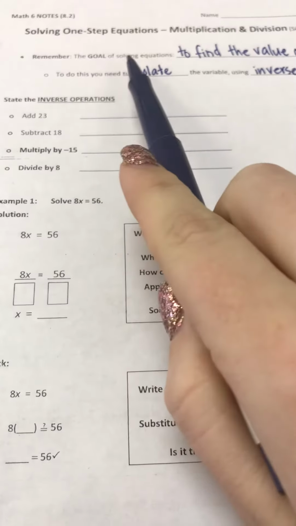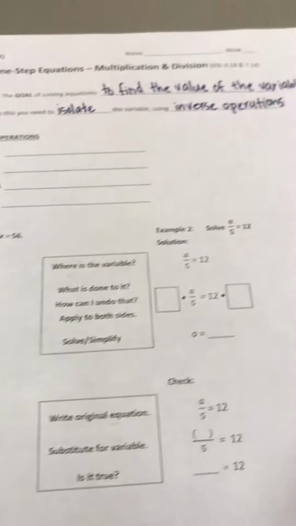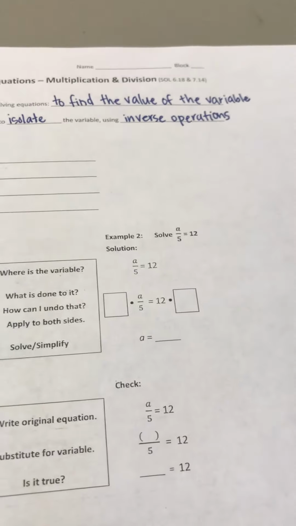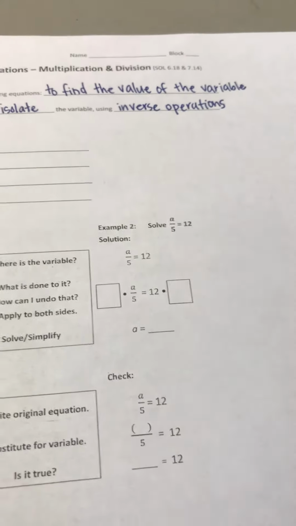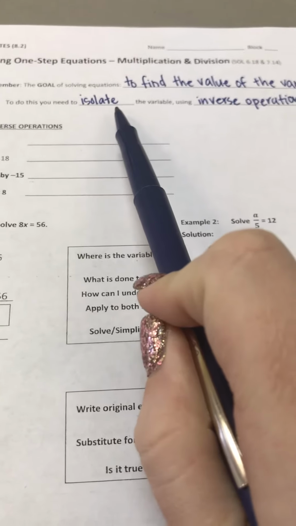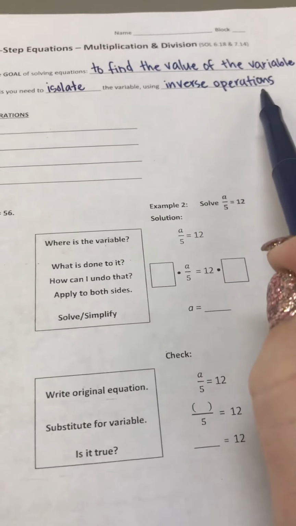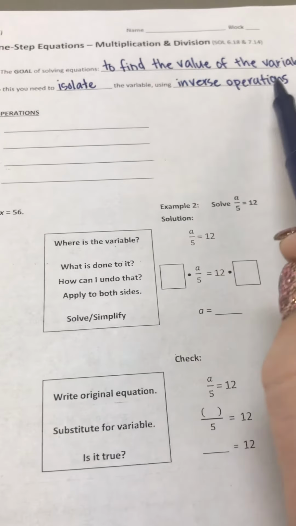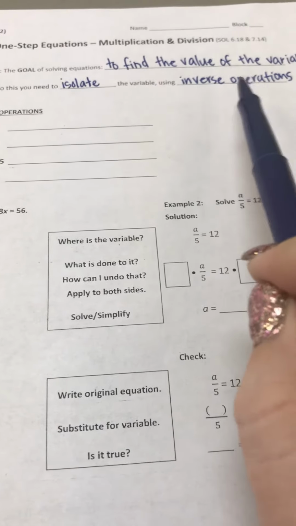So remember, the goal of solving equations is to find the value of the variable, or to get the variable by itself. So to do this, we have to isolate the variable, which means to get it by itself, using inverse operations. If you remember from addition and subtraction notes, inverse operations are operations that undo one another.